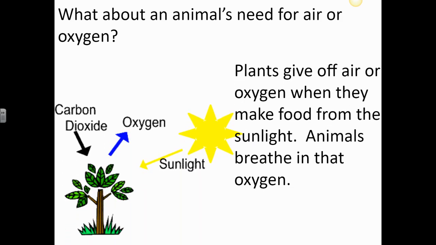What about an animal's need for air or oxygen? If you know anything about plants, then you know that they give off air or oxygen when they make food from sunlight, and animals breathe that oxygen in.